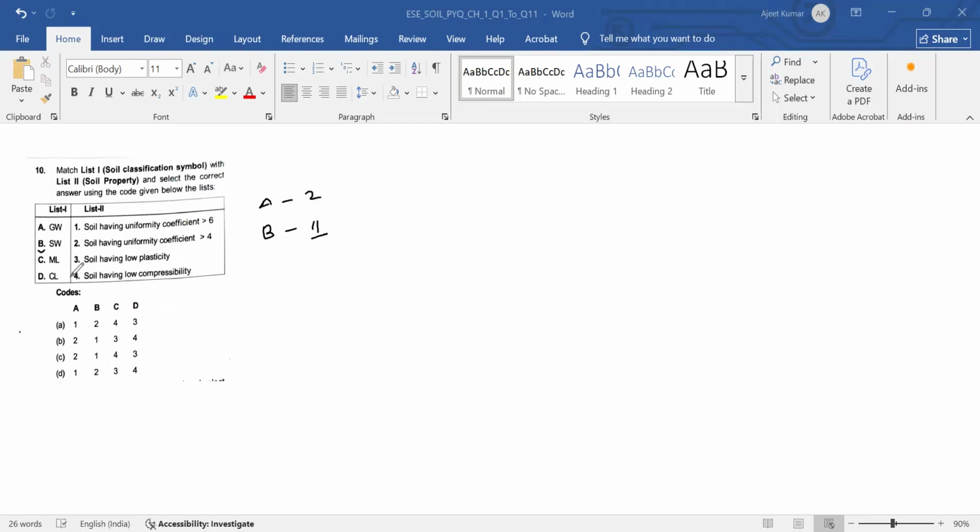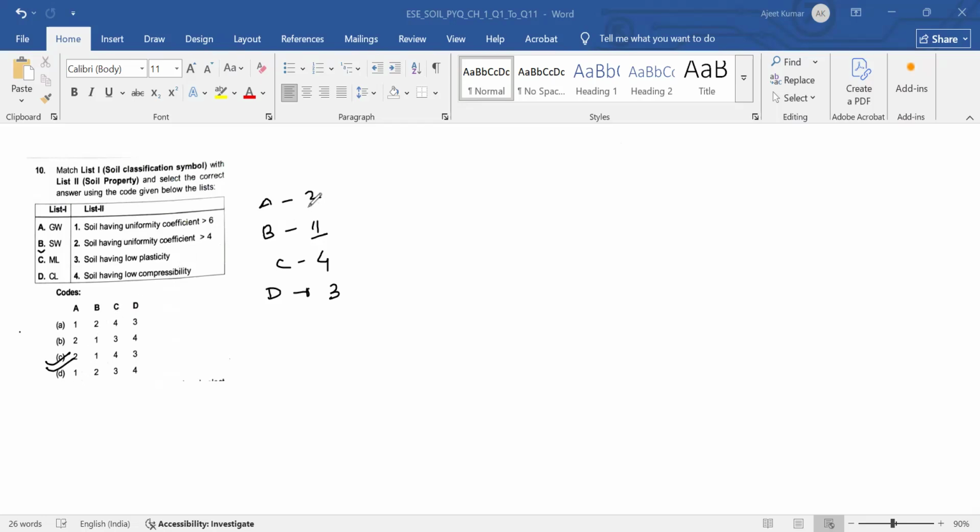ML is silt of low plasticity. Soil having low plasticity, C, nothing but 4. C will match with 4. And D, soil having low plasticity, CL, D will match with 3. So 2, 1, 4, 3, option number C.